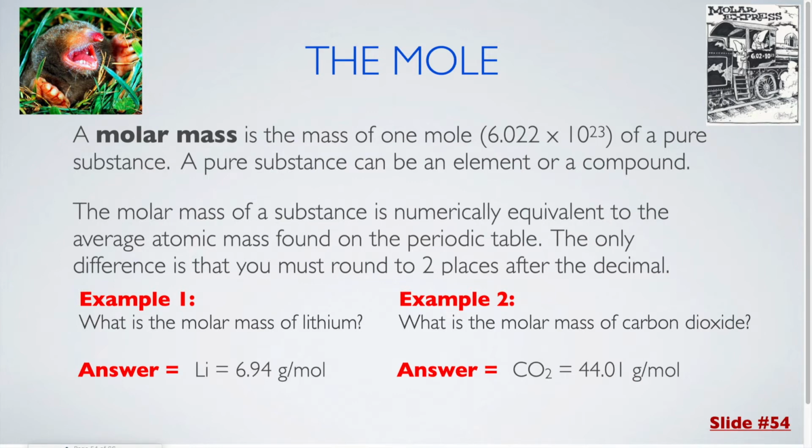So for example, if you were asked for the molar mass of lithium, you would look at the symbol on the periodic table and you would round that mass to 6.94 grams per mole. If you were asked for the molar mass of carbon dioxide, which is CO2, you would take the mass of a single carbon and then 2 oxygens, and you would add that together. And that would be 44.01 grams per mole.